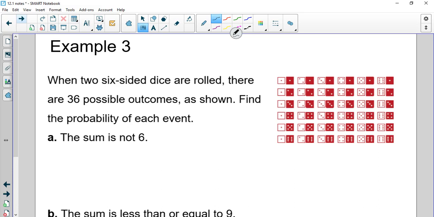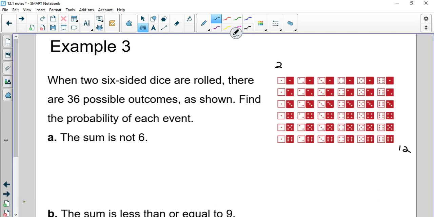When two dice are rolled, there are 36 possible outcomes, with sums anywhere from 2 to 12. Now, what's the probability of a sum not being 6? Here's the thing. You have two choices. You can count up all the ways of not 6 and just get the answer, or you can find the probability of 6 and subtract. That's going to be quicker.